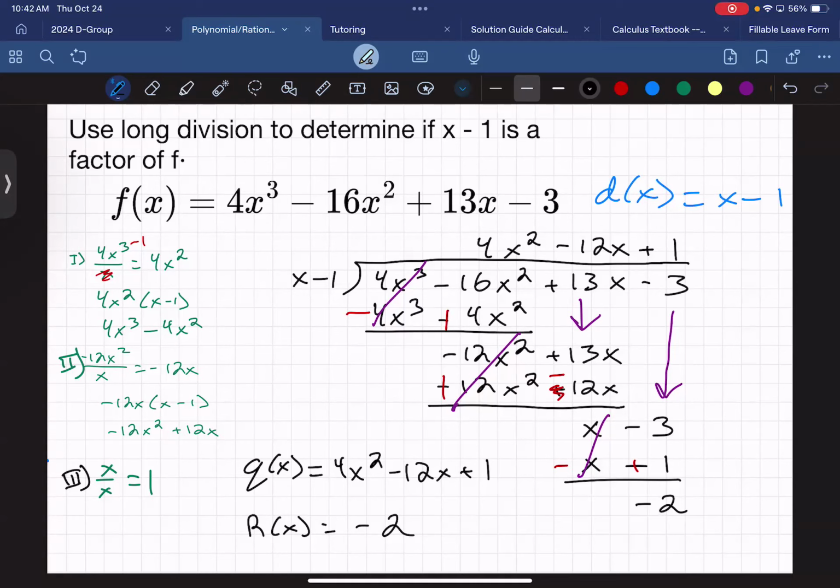Right. If I divide 5 into 21, we're going to get 4 times, but 4 times 5 is 20, right? So there's that 1 left over. We have a remainder of 1. The same thing is true for polynomials. Your remainder tells you a lot, that this remainder does not equal 0, right? So x minus 1 is not a factor of f, okay?